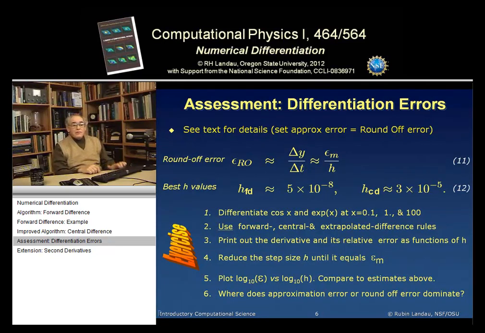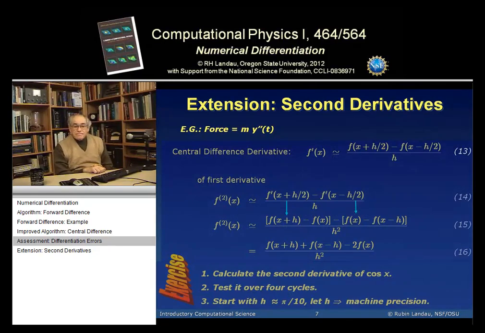So go to the lab and do that, and then you can come back and we'll start talking about the next subject. Okay, so the next subject will be on second derivatives, and that's here on 7. So I'll wait a second while you come back from the lab.